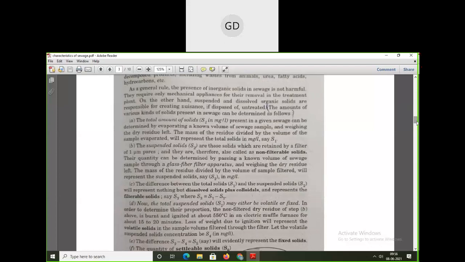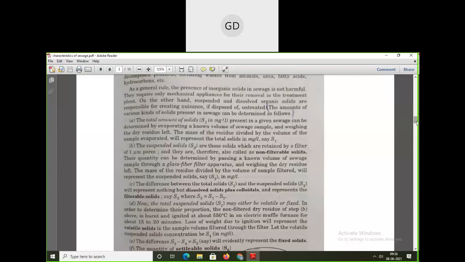Inorganic solids, or inorganic matter, come from, say, salt, sand, and gravel. Then chlorides are there, sulfates are there. All these things are from inorganic matter. So these are your inorganic solids. And what are your organic solids? That comprises organic matter.